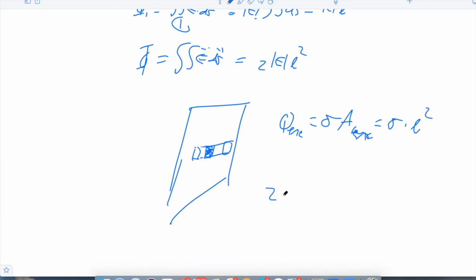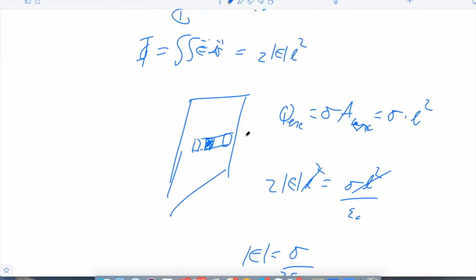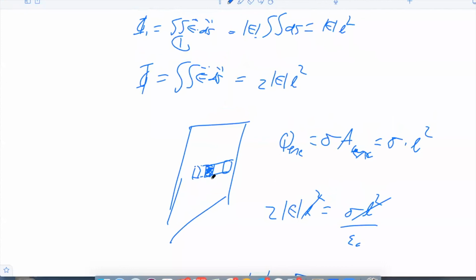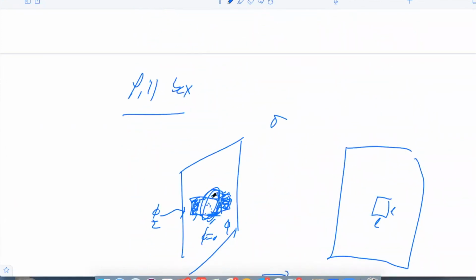So putting the 2 sides together, charge enclosed over epsilon naught. The L squareds cancel, they better, because I made up L, it better not appear in the answer. And we get magnitude E is sigma over 2 epsilon naught. So using the Gaussian pillbox is less math, but it's much harder for me to draw the picture. So I always do the cylinder, but we get the same answer.